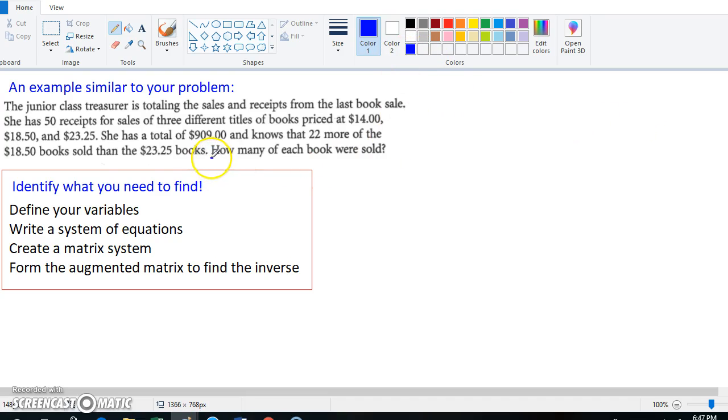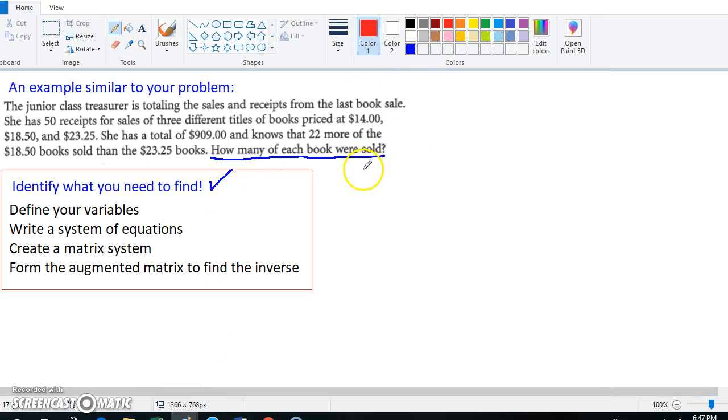So the first thing you need to do is know what you are trying to find. How many of each book were sold? That's what we want to find. Once we know that, we can define our variables. So let's take a look at defining variables.